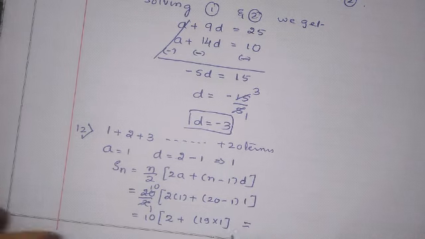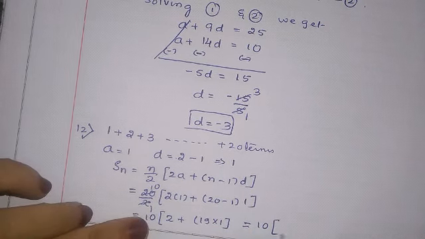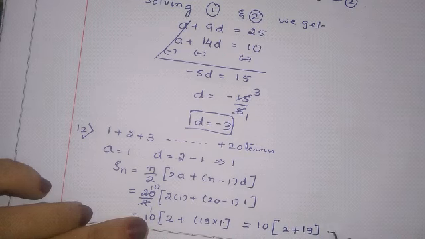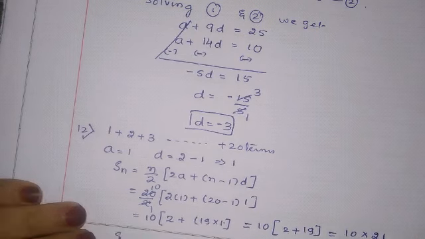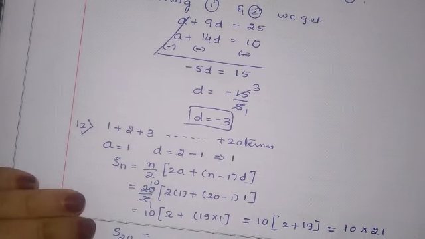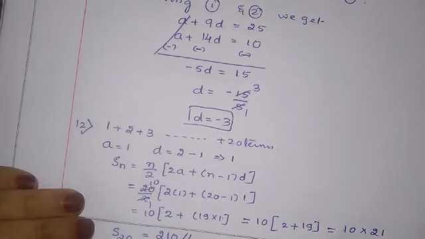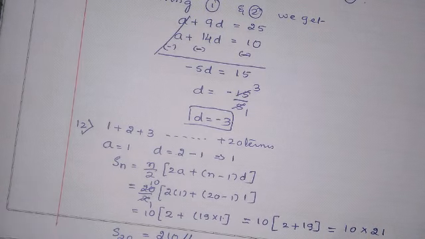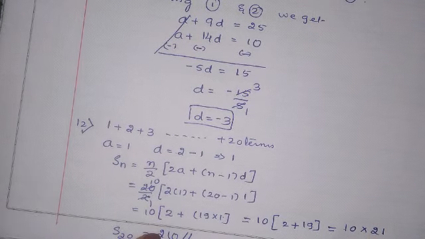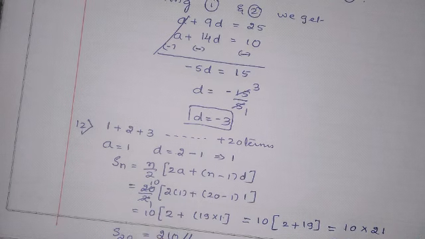Okay, what we will get? 10 into 2 plus 19 ones are 19. So in the next step, 10 into 19 plus 2 is 21. So 21 into 10 is 210. So S20 value is nothing but 210. So the sum of first 20 positive integers is 210.